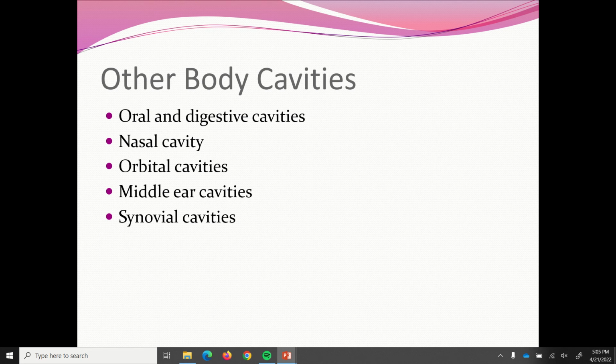There are other body cavities as well, such as the oral and digestive cavity. So the GI tract is a hollow tube that extends from mouth to anus. The nasal cavity, which contains your nostrils. The orbital cavities, which contain the eyes. The middle ear cavities, which contain the middle ear bones. And the synovial cavity is found in the joints of the skeleton, which contains synovial fluid and helps the skeleton move freely as the muscles contract and pull on the bones.